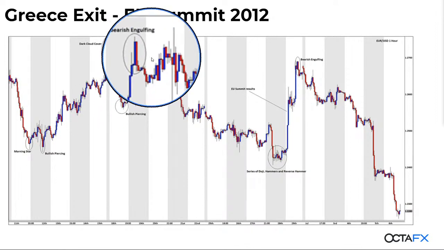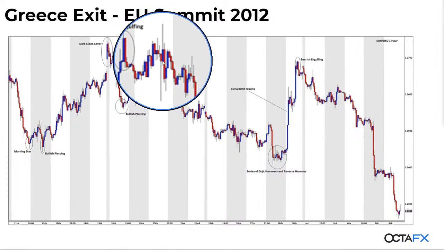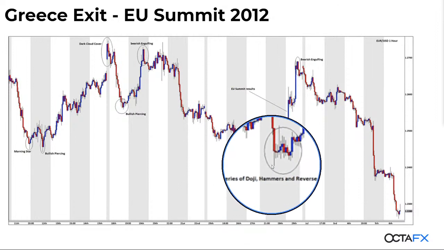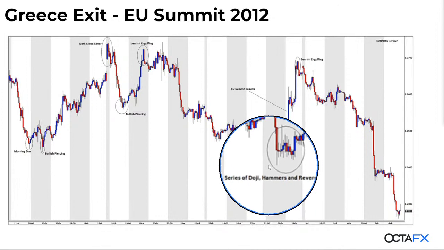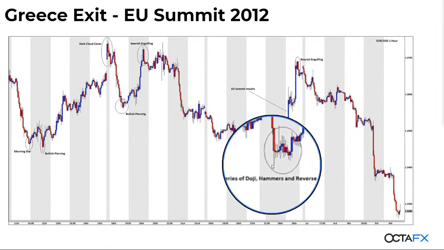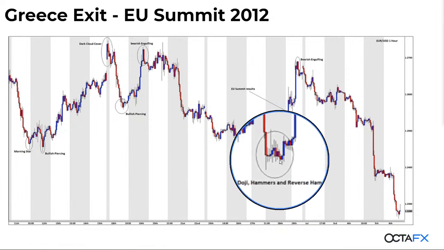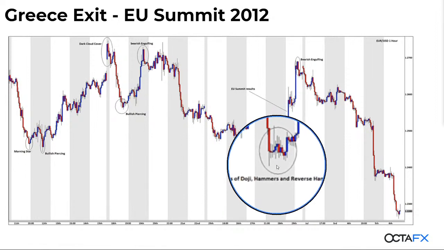You got your bearish engulfing. Then you got your shooting star over here, and the market continues all the way down. And back here before the EU Summit results, what happened is that the market is a little bit confused because you see a lot of dojis over there, hammers and reverse hammers. I need to zoom in, otherwise you cannot see it. So take a look at that. Those are a lot of dojis and reverse hammers there.